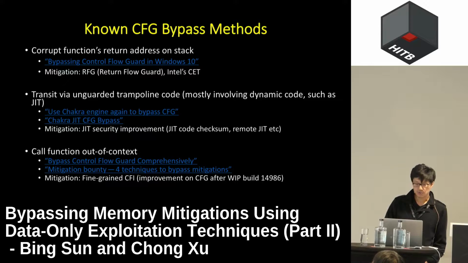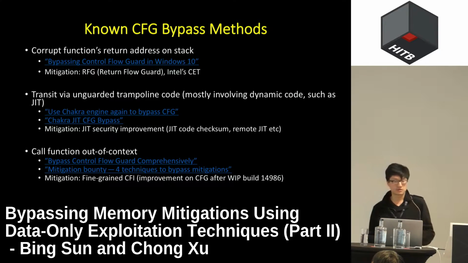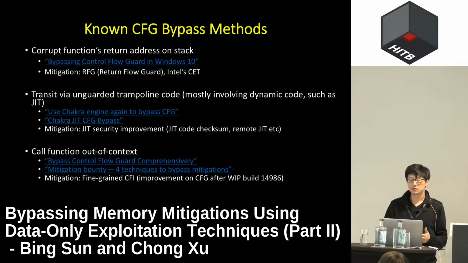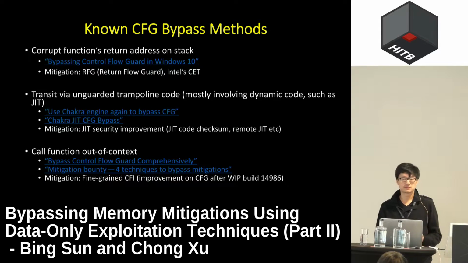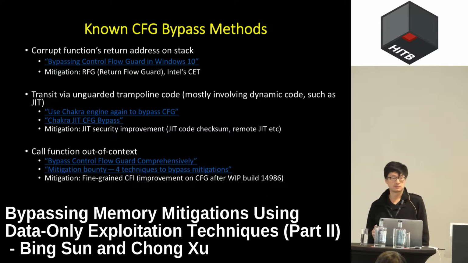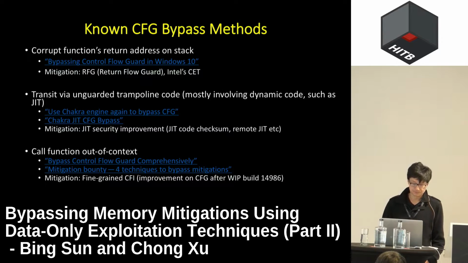Transit via unguarded trampoline code. This kind of issue is mostly about taking advantage of an unenlightened JIT engine, such as the JavaScript engine, or WARP. However, as JIT security improves, such issues have declined. The last category is call function out of context. Next, we'll be discussing this technique in detail and show one interesting example.